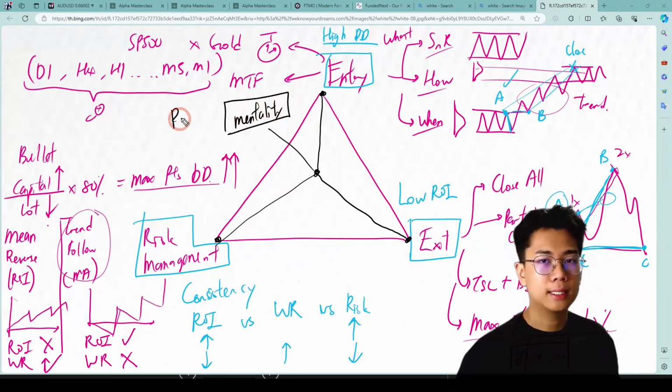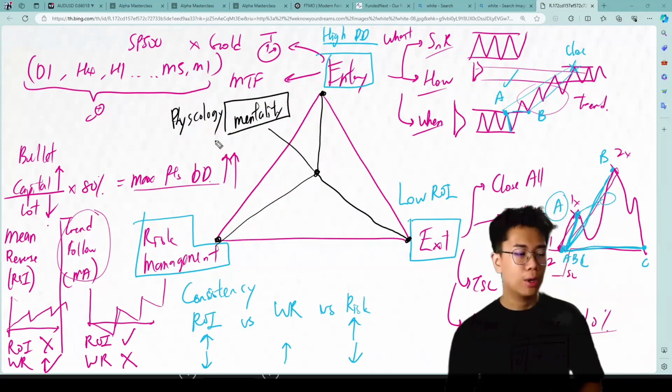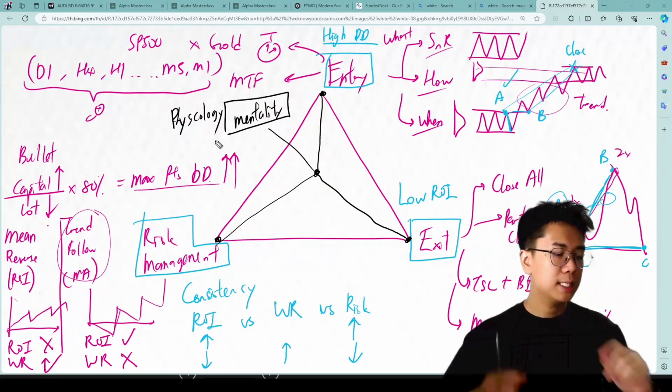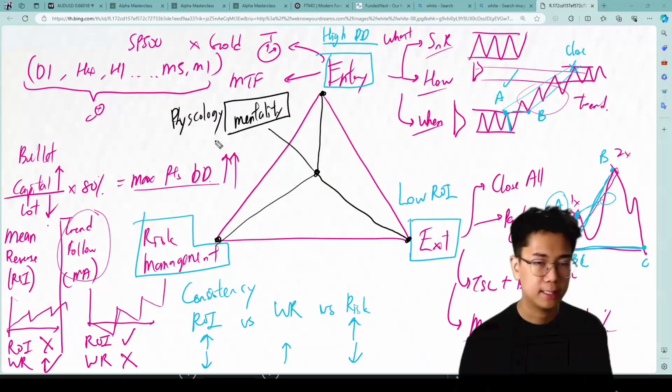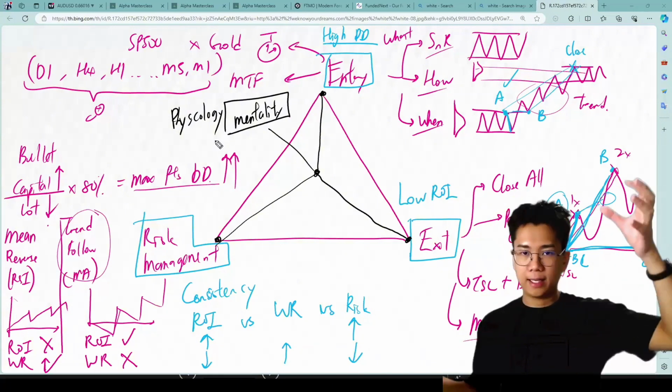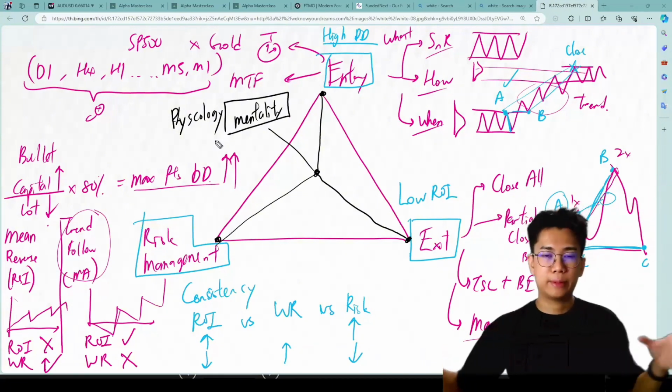It's all about the trading psychology. Here is where the psychology comes in, because psychology is the one that puts all of these connecting dots together. How did you combine entry, exit, and risk management all together?